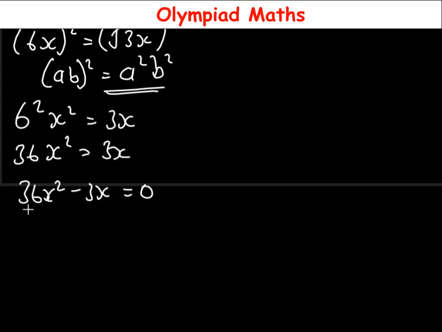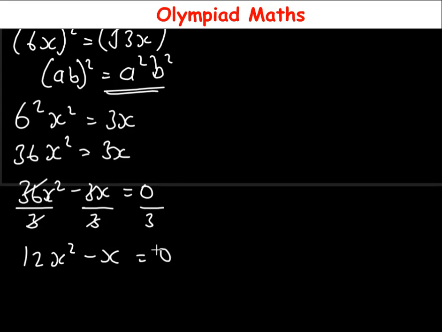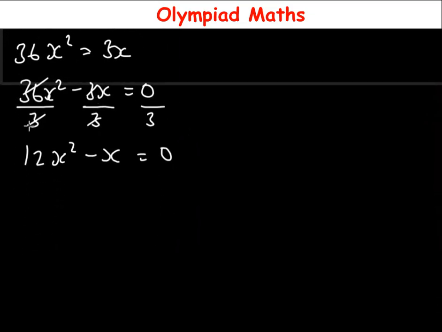So then divide both sides by 3. So over 3, over 3, over 3, right? 3 will divide 36, you're going to have 12x squared, minus 3 will divide 3, you are left with minus x, is then equal to 0 over 3, which is 0. Okay. So with this, what you have is 12x squared minus x is equal to 0.